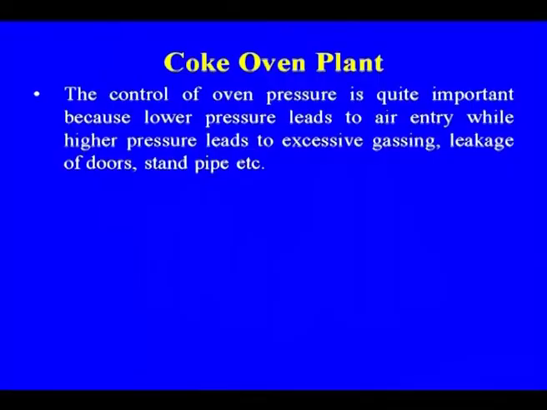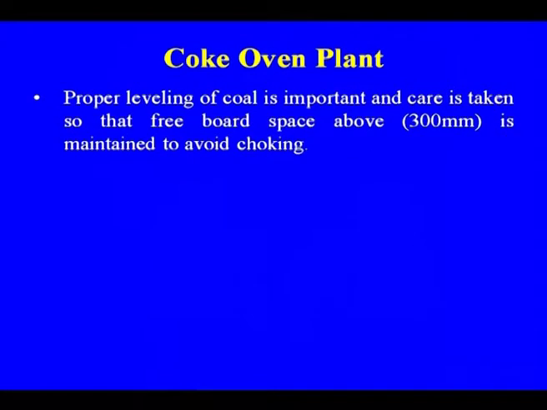Some of the operating parameters are very important. The control of the oven pressure is quite important, because lower pressure leads to air entry while higher pressure leads to excessive gassing, leakage of the doors, standpipe, etc. Proper leveling of the coal is important, and care is taken so that the free board space is maintained to avoid choking. Coke oven plants are an integral part of the steel plant to produce coke, which is used as a fuel in the blast furnace. Coke oven plant produces some byproducts. Already we have discussed these products.